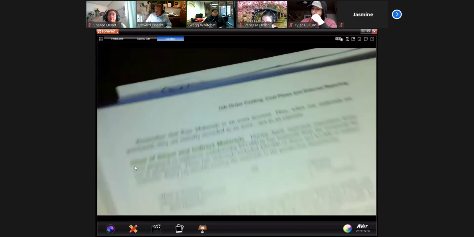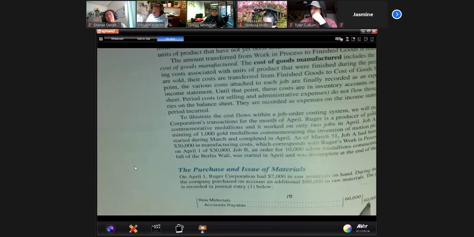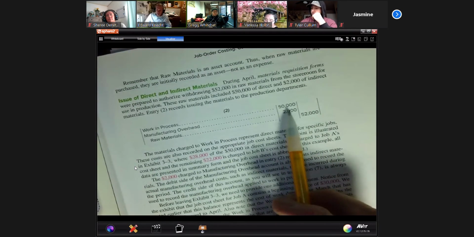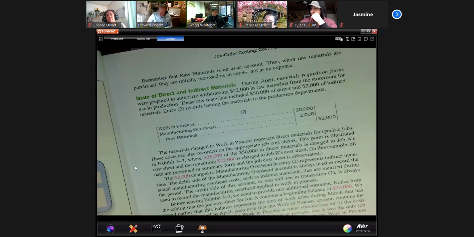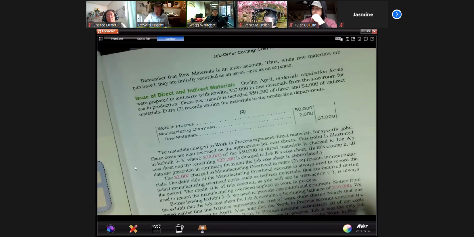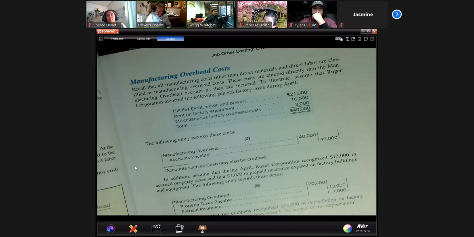And on the previous page, they show they acquired 60,000 of raw materials on account. So they credited accounts payable. They didn't pay cash. And of the 60,000, they put 52,000 into production, 50,000 being direct, 2,000 being indirect. And they're taking it out of raw materials. So the materials flow from raw materials into the factory floor. That's work in process. Once it gets completed, it gets transferred to finished goods inventory. And then when it gets sold, that's when we expense it off.